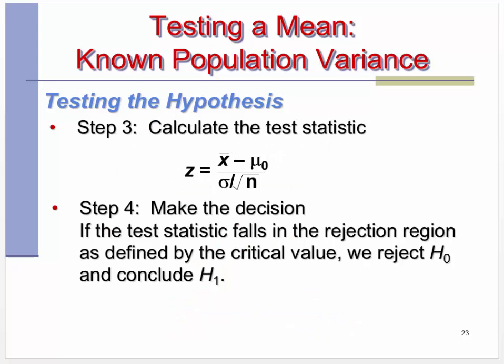So step 3, we calculate the test statistic by calculating the z-score from x bar minus mu 0 divided by sigma over the square root of n. Then we make a decision. If the test statistic falls in the rejection region as defined by the critical value, we reject null and conclude H1. Okay.